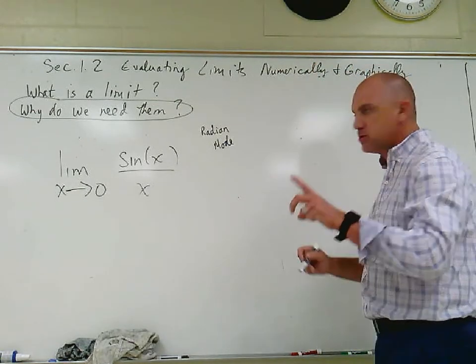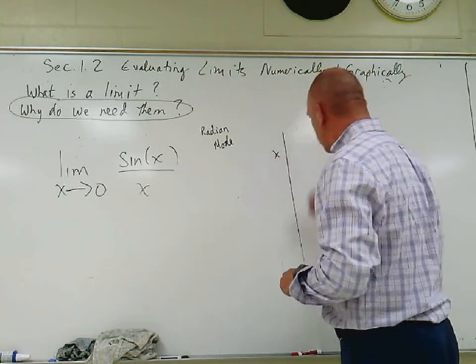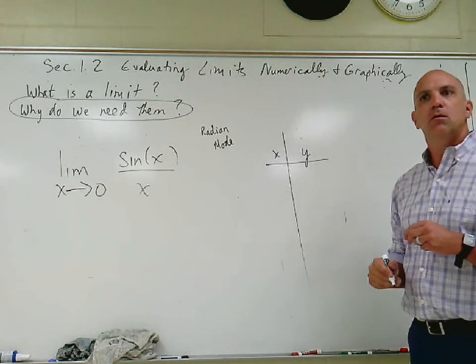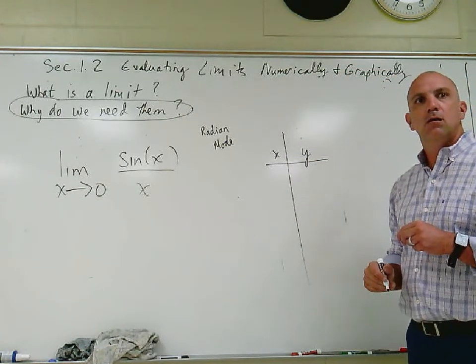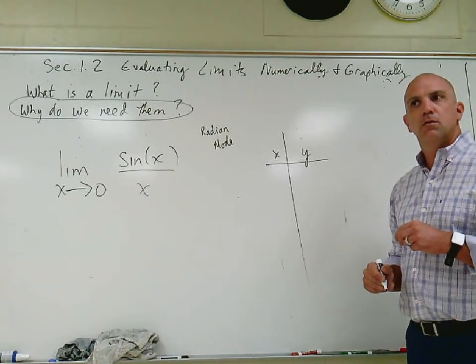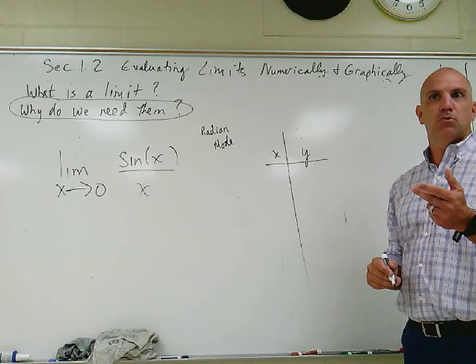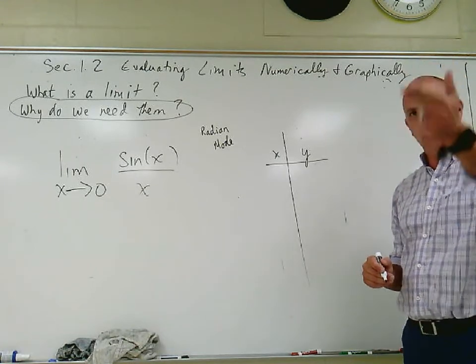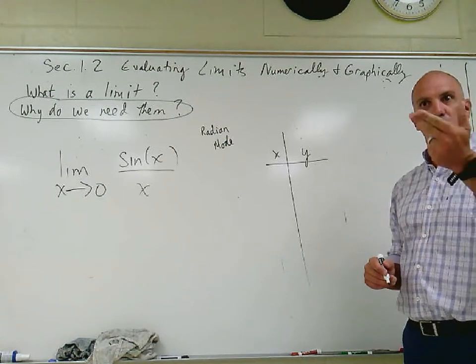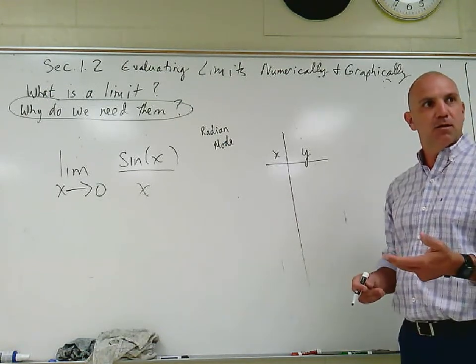So let's talk about our table real quick. We're going to make two tables. How do you approach 0? Well, how did you approach 2? You said 2.1, 2.01, 2.001, correct? We'll take the 2 off. Approach 0, what would you pick?